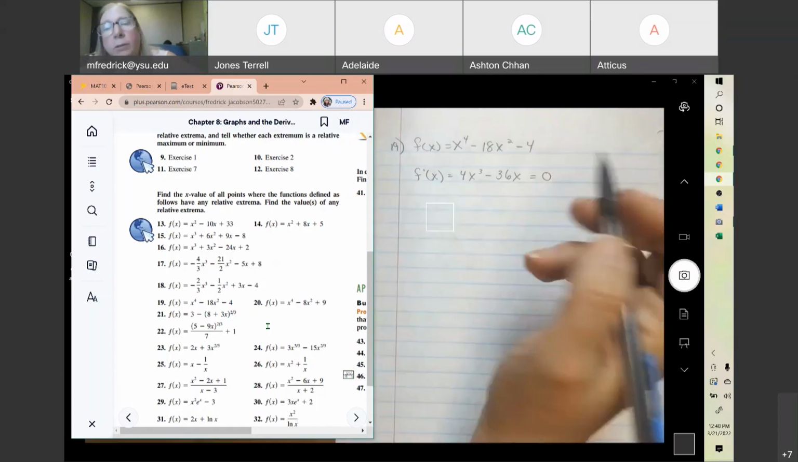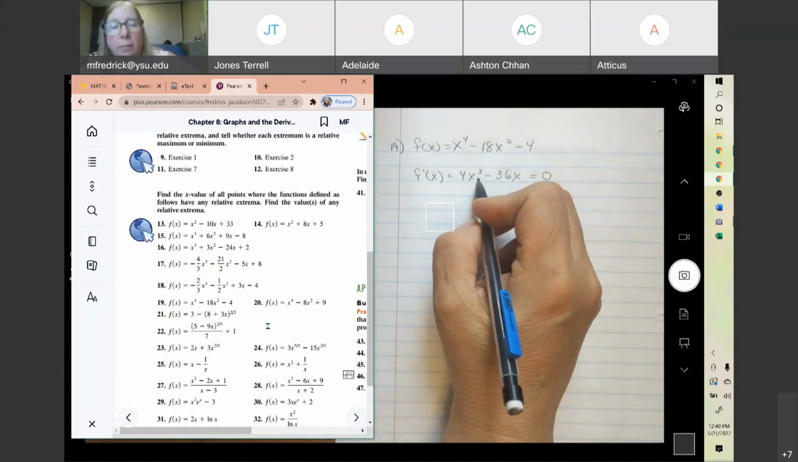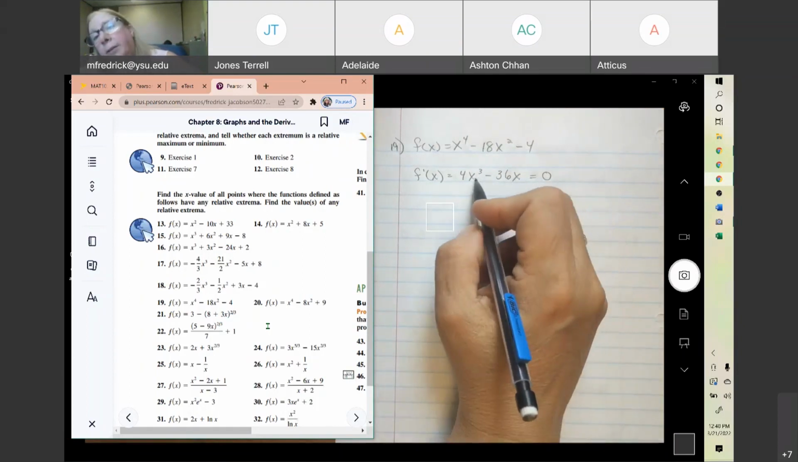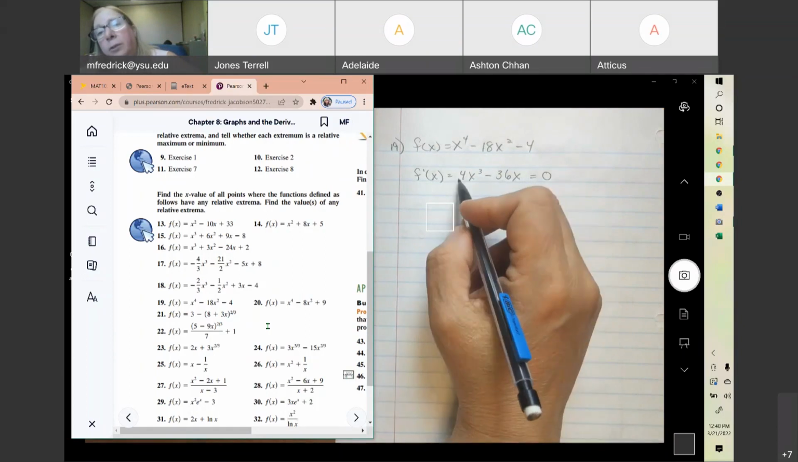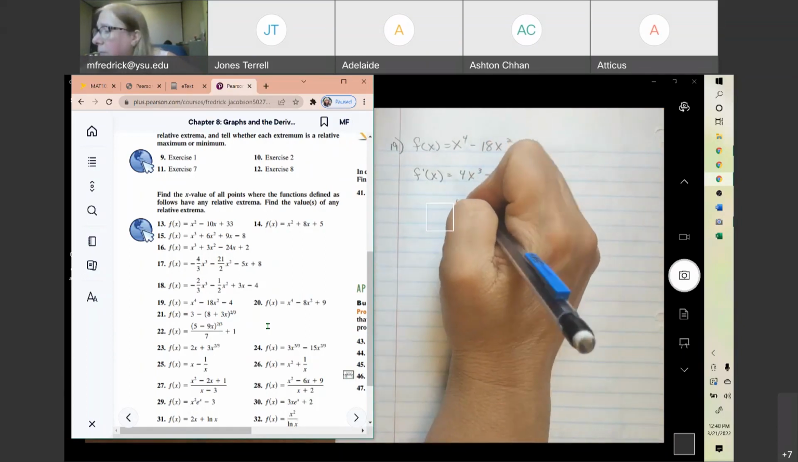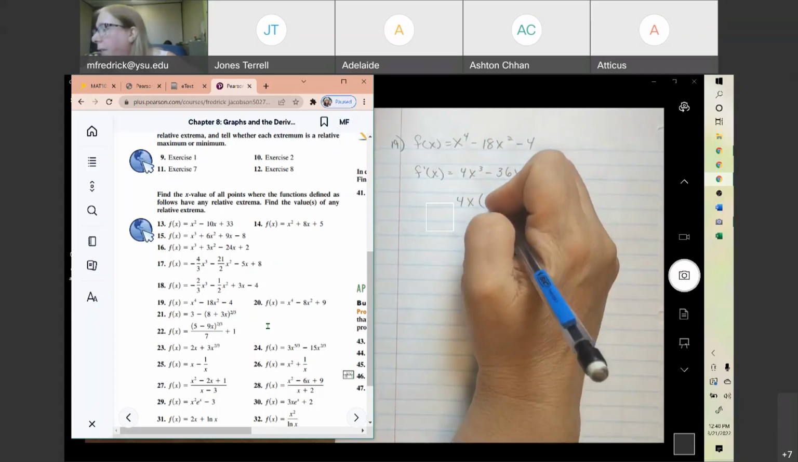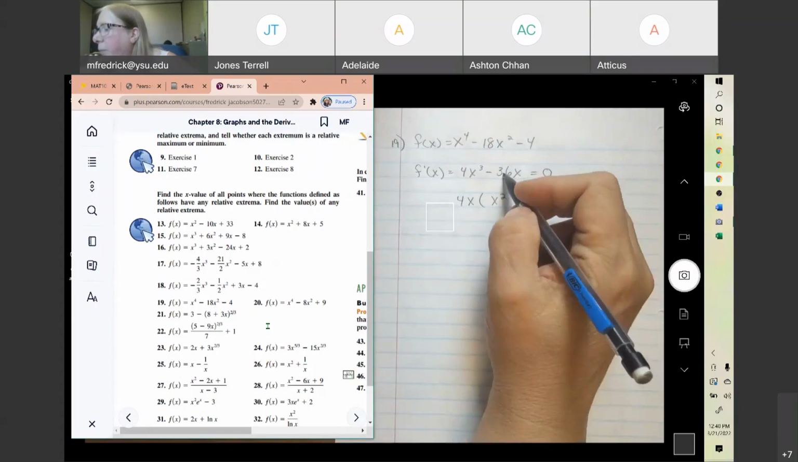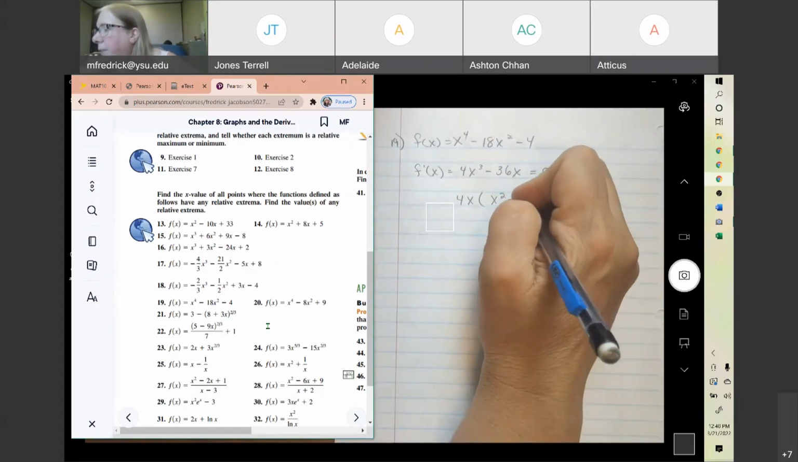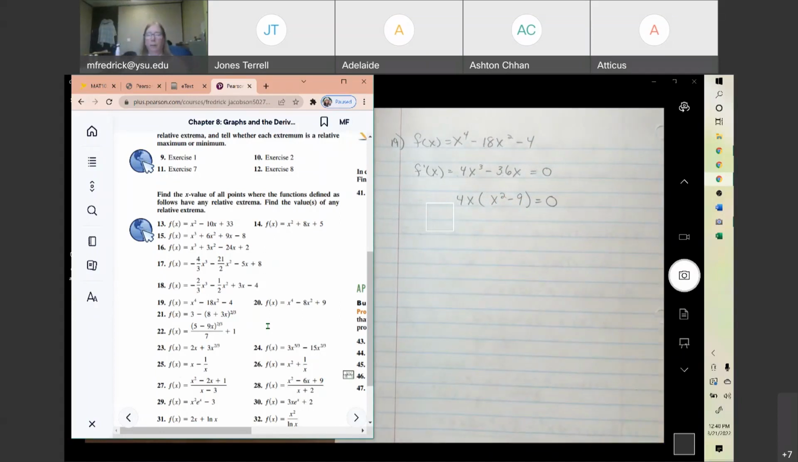Now you can't use the quadratic formula because this isn't quadratic, it's cubic. But we can factor an x out. In fact, we can factor a 4x out. If we pull out an x from here, it leaves x squared. And we pull 4x from here, it leaves a minus 9. Any questions on that part?